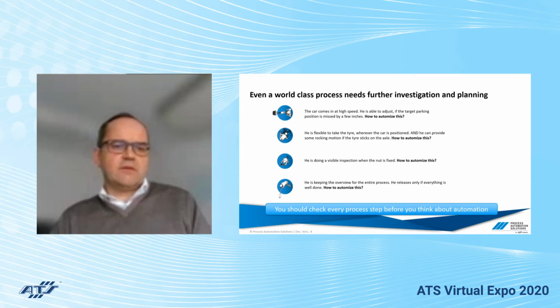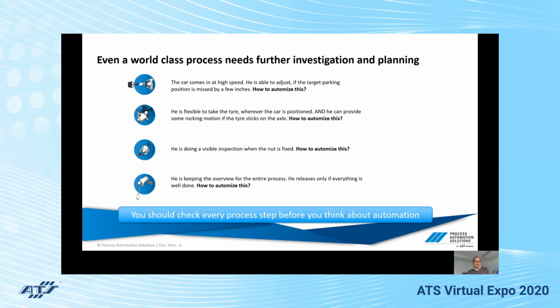And he can provide some rocking motion to the tire if it sticks on the axle. How would you automate this kind of variation? The man who is tightening the nut does a kind of visual inspection and makes sure that the nut is fixed. Think about how to automate this one. And the man who is collecting all the information and keeping the overview of the entire process only gives a release when everything is well done.